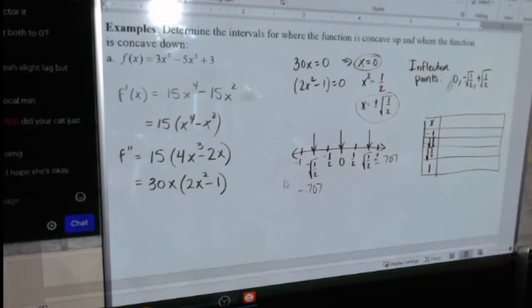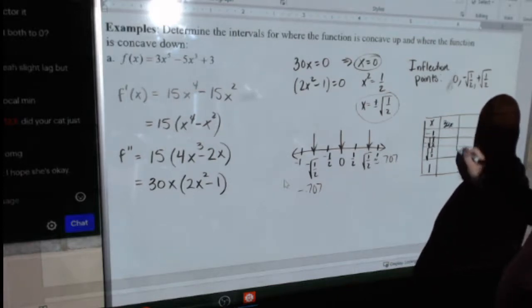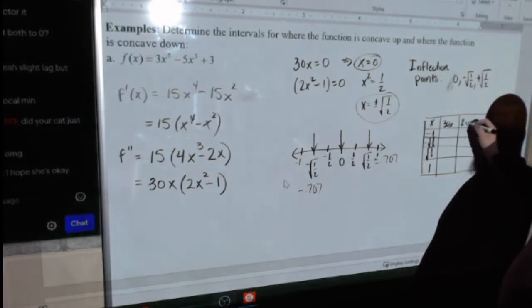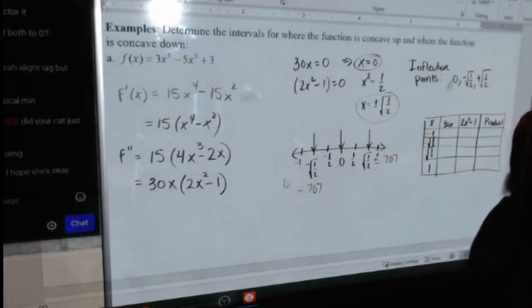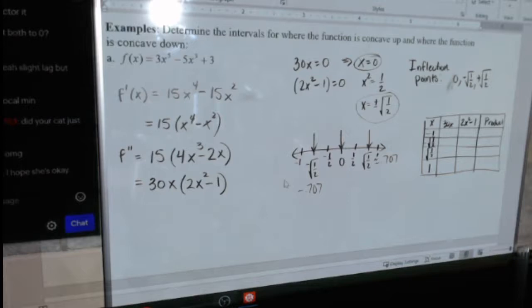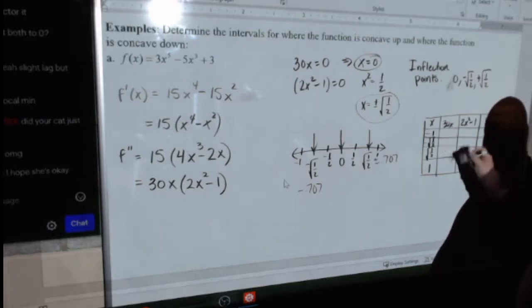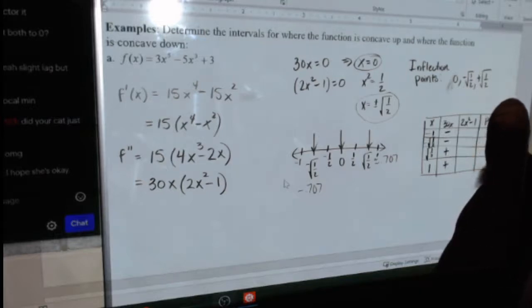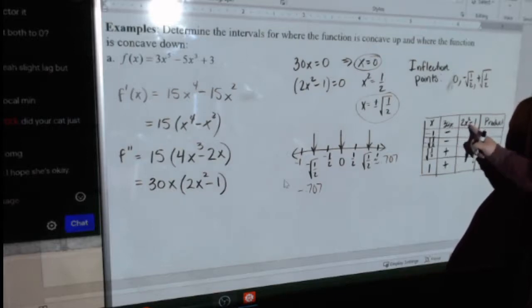So I've got my values there. The parts of my derivative were 30x and 2x squared minus 1, and then the product. Take these numbers, plug them in. So if I plug a negative into this portion, it's going to be negative. Plug a positive in, I get positive. This one we got to be careful. Negative 1 squared is positive 1. That's 2 minus 1, which is a positive. Product, negative.